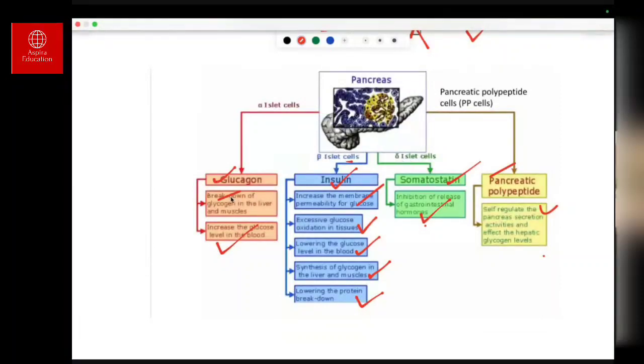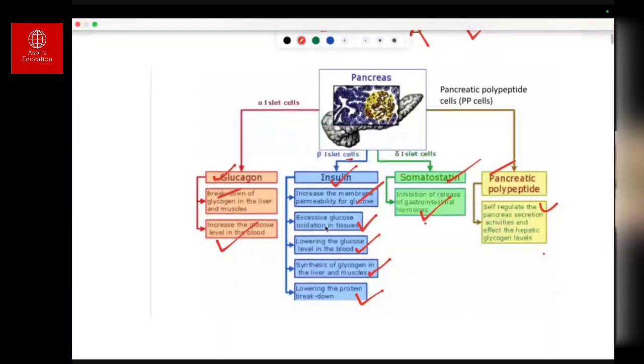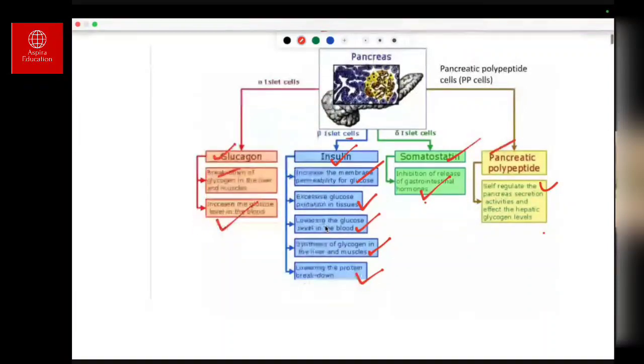While glucagon has got hyperglycemic effects by increasing breakdown of glycogen in liver and muscles, insulin has got an anabolic effect by decreasing protein breakdown as well as increased formation of glycogen and uptake of glucose in adipose tissue, the muscles, and the fat tissue. So that is the endocrine part of the pancreas.